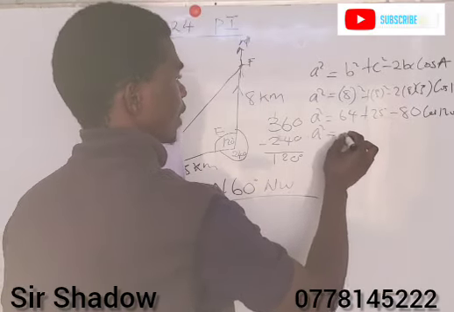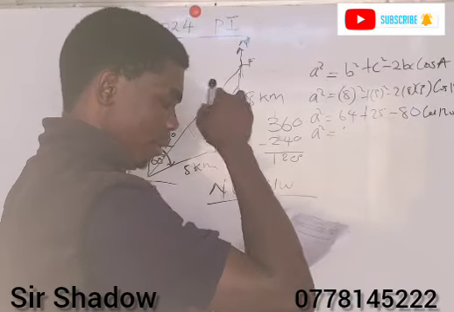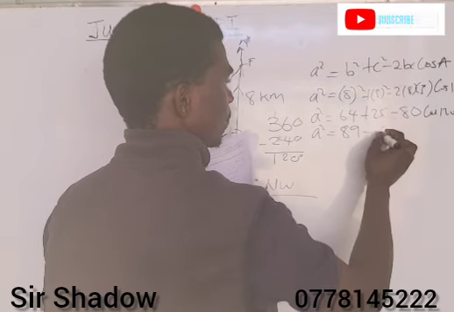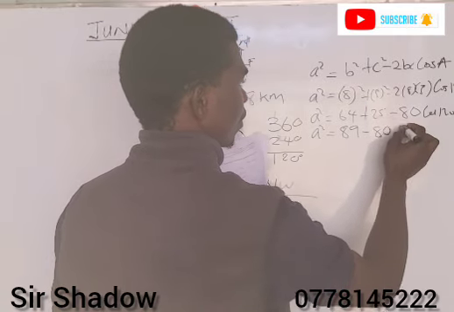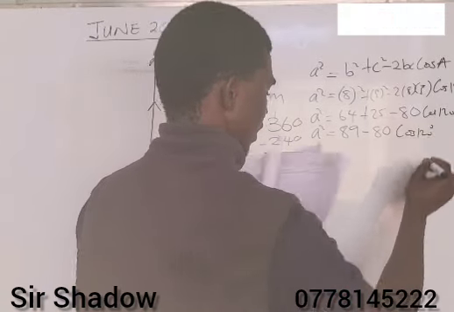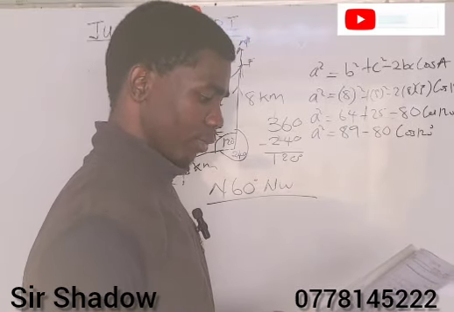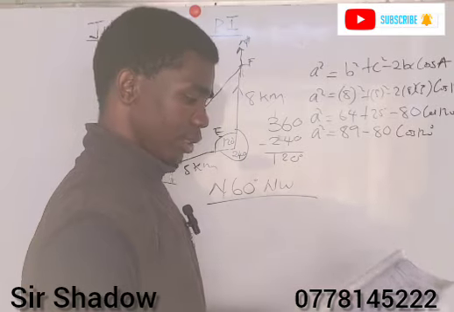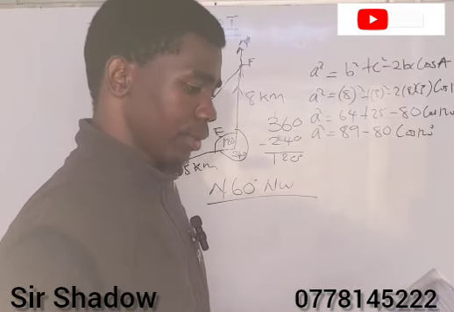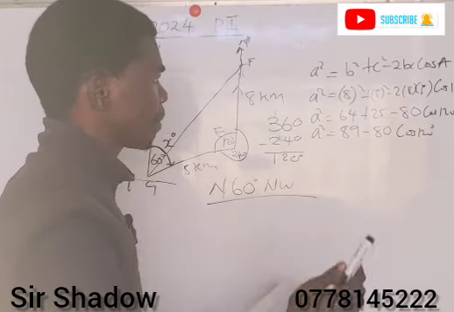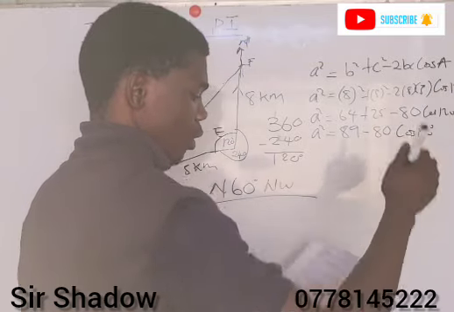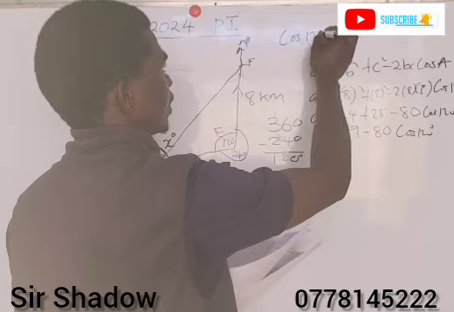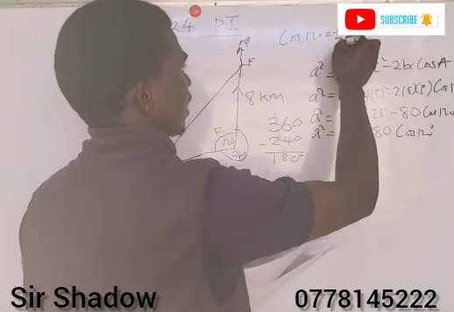Then a squared is equal to 64 plus 25, which is 89, minus 80 cos 120 degrees. But we are asked to leave our answer in surd form. But remember, cos 120 degrees is equal to minus half. Note that cos 120 degrees is equal to minus half.